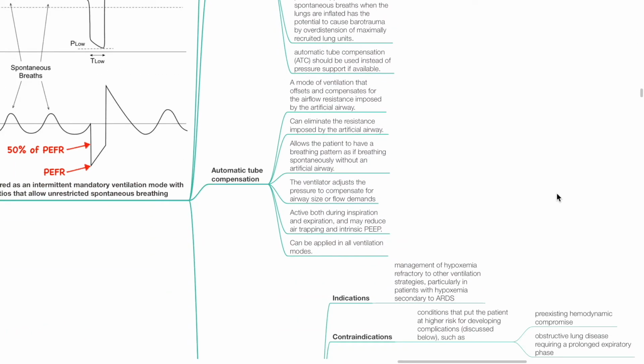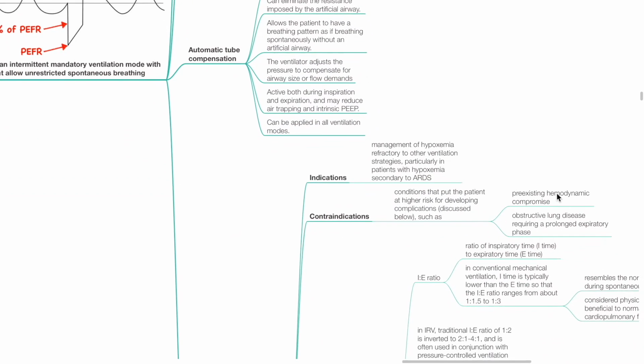Automatic tube compensation is a mode of ventilation that offsets and compensates for the airflow resistance imposed by the artificial airway and can eliminate the resistance imposed by the artificial airway and allows the patient to have a breathing pattern as if breathing spontaneously without an artificial airway. The ventilator adjusts the pressure to compensate for airway size or flow demands. ATC is active both during inspiration and expiration and may reduce air trapping and intrinsic PEEP. ATC can be applied in all ventilation modes.